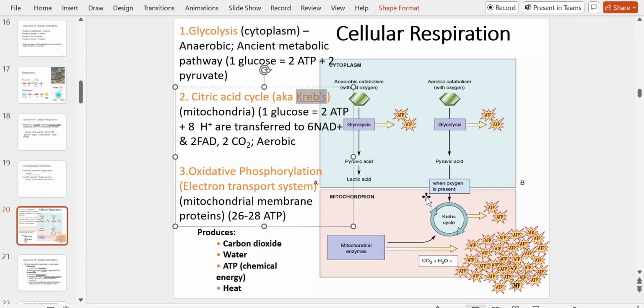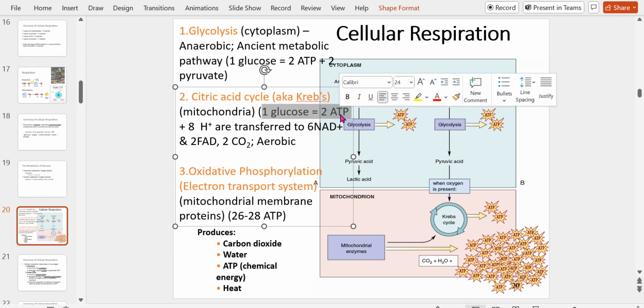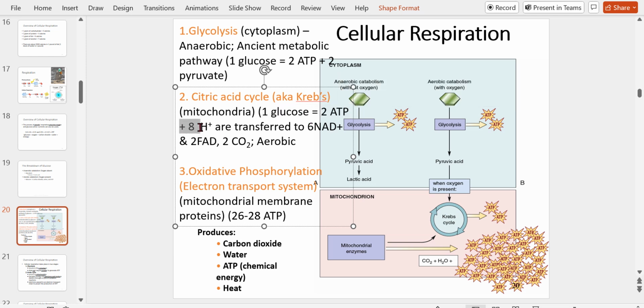You'll see that one of these pyruvate molecules comes in and enters the Krebs cycle, or citric acid cycle, and in doing so it converts from a 3-carbon to a 2-carbon. We'll get there, but it produces another 2 ATP. So there's 2 ATP that was formed here and another 2 here. But what's really going on is that one glucose produces 2 ATP, as we just said, but it also produces 8 hydrogen ions.